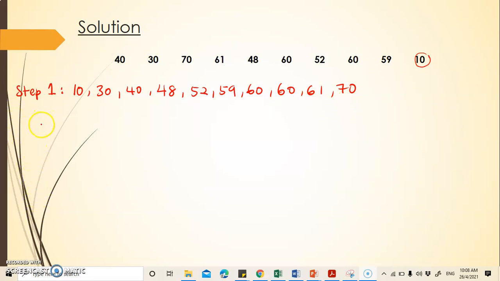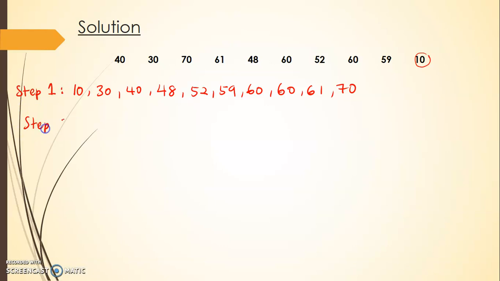find the position or the location of Q1 and Q3. So for Q1, the location of Q1 is (n plus 1) over 4. For Q3, the position of Q3 is 3 times (n plus 1) over 4. Okay. So for Q1, our n is the number of observations, bilangan data.